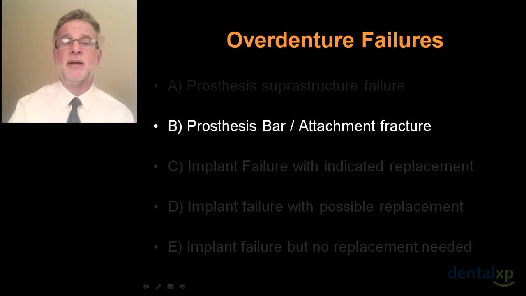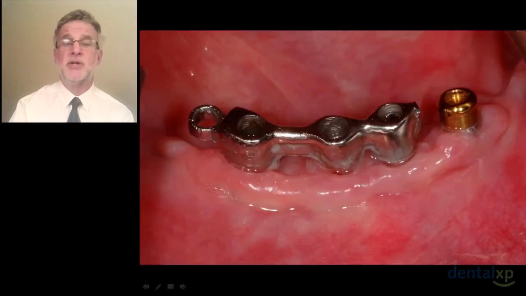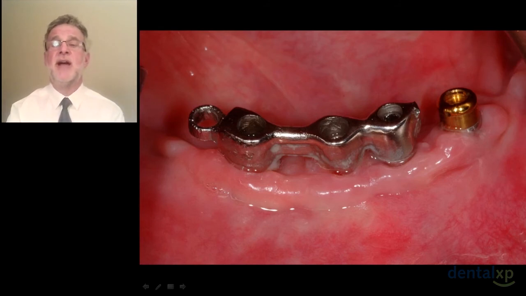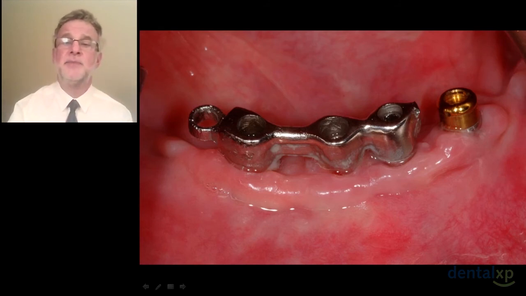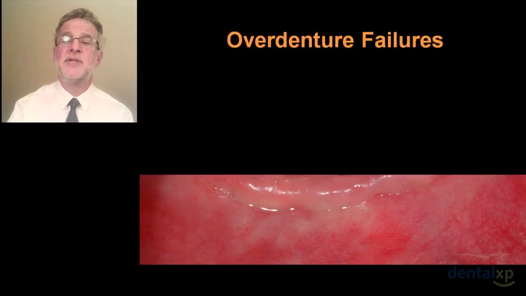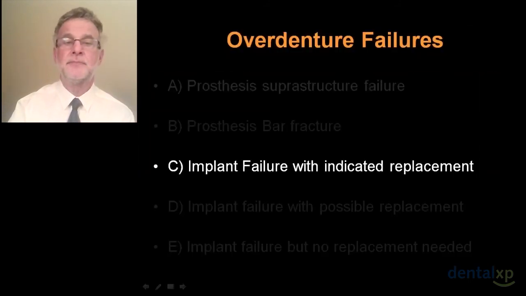Sometimes we'll get a bar overdenture where we'll actually get the bar fracturing. As you can see on the patient's left, that fractured off, and we ended up adding an implant with a separate locator. Just a simple way to fix that case up.